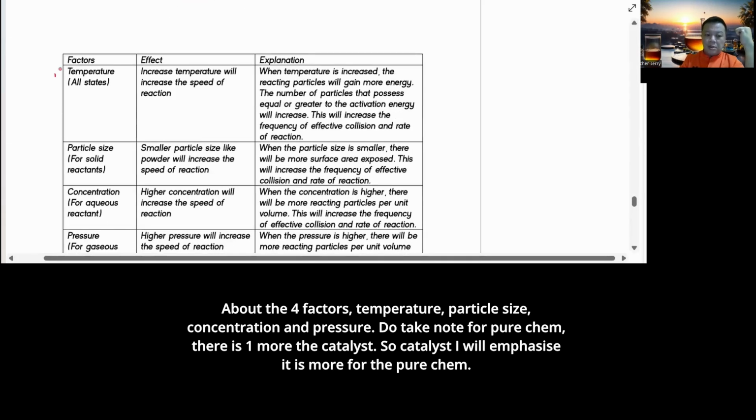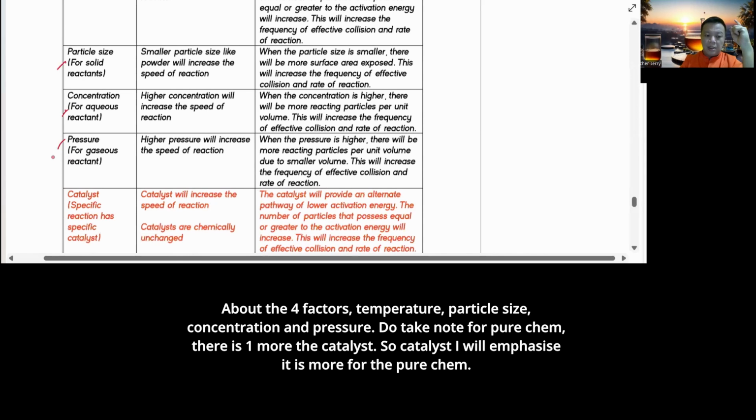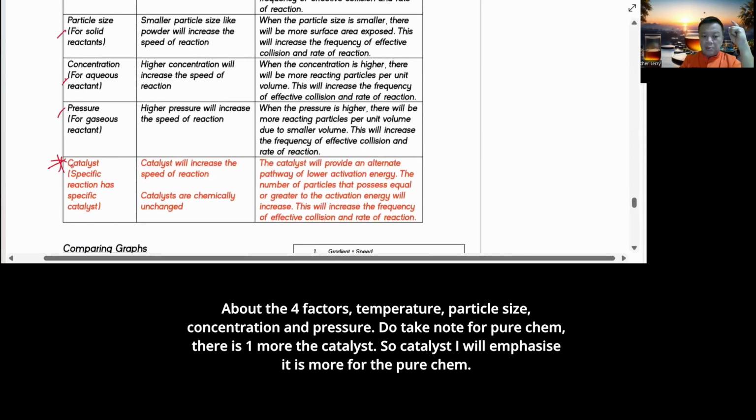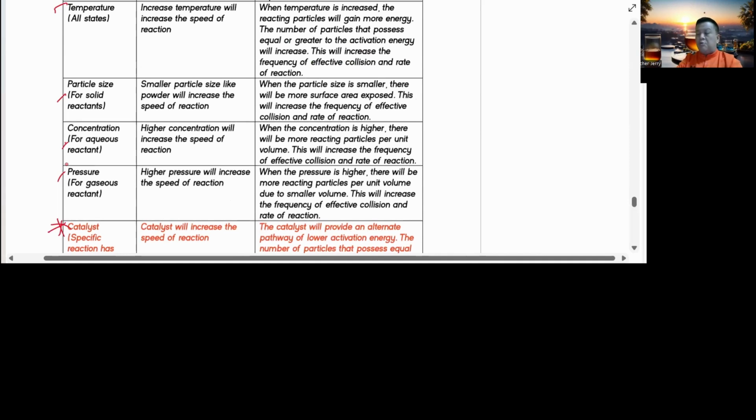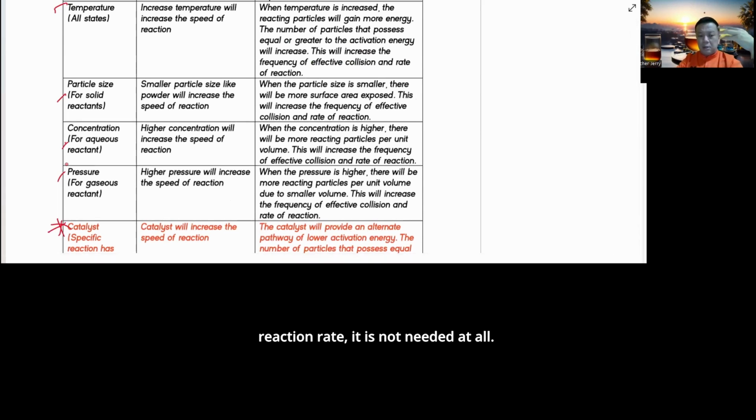Temperature, particle size, concentration, pressure. Do take note, for pure chem, there's one more: catalyst. So catalyst, I'll emphasize, is more for the pure chem. And of course, this is only for the O-level chem. The N-level chem students do not need to know reaction rate. It's not needed at all.